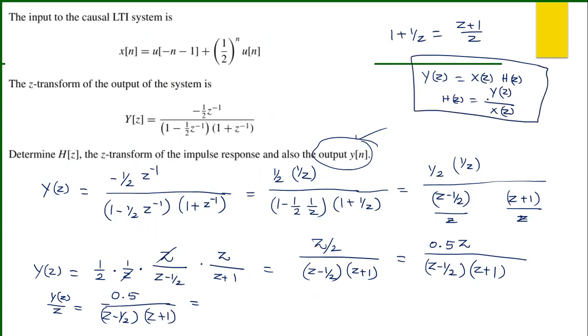So now we know y of z, but we need to calculate x of z. So what is x of n here? X of n is given as u of minus n minus 1 plus 1 by 2 whole power n into u of n.